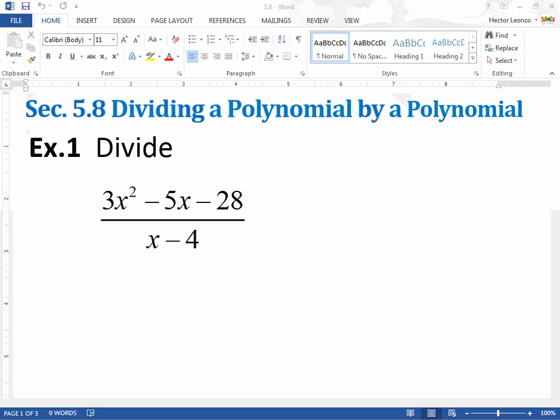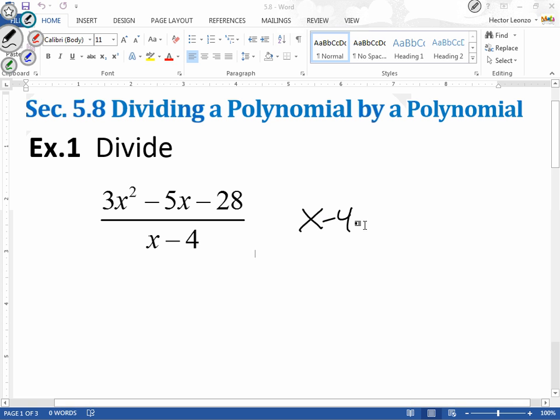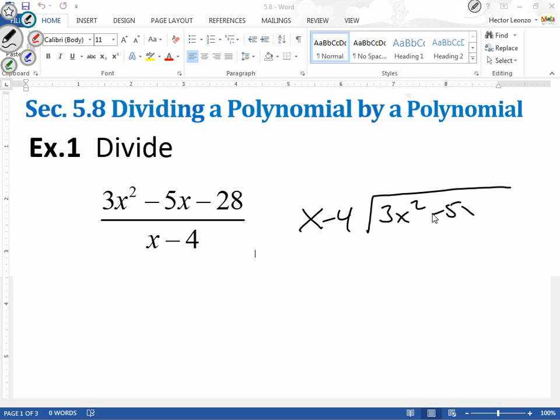Maybe it's about dividing polynomials, but we're dividing by a binomial. The way I'm going to do this, we're going to call this long division. The x minus 4, let me write it on the outside. So I'm going to write x minus 4 on the outside. And inside, I'm going to write 3x squared minus 5x minus 28.